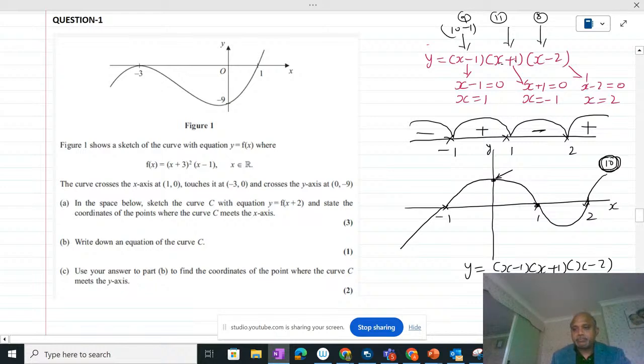So if you put x equal to 0 here, you'll get y equal to 0 minus 1, which is minus 1; 0 plus 1 becomes 1; and 0 minus 2 becomes minus 2. So if you multiply, you'll get 2. So the coordinate of this point is (0, 2). Is that okay? So this is the way we do sketching of the curve.